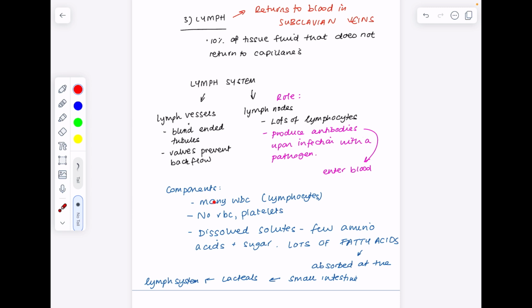In terms of the components, yes, you'd expect lots of white blood cells. You won't get red blood cells or platelets in the lymph. You will get large numbers of fatty acids, and that's because those fatty acids, when they're absorbed at the small intestine, enter the villi, specifically the lacteals, where they can then move across to the lymph system.